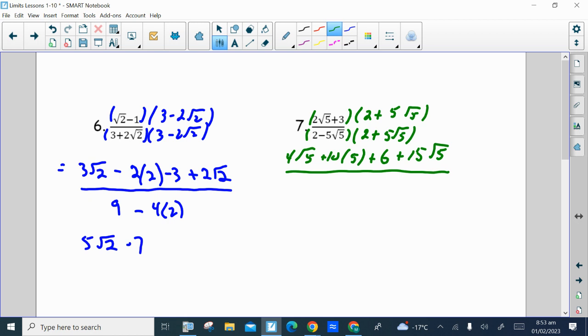And on the bottom, when you multiply the front terms together, 2 times 2 is 4. Again, the outer products would be 10 root 5. The inner products minus 10 root 5. They cancel. The last terms, negative 5 times 5 is negative 25. And then root 5 times root 5 is 5.